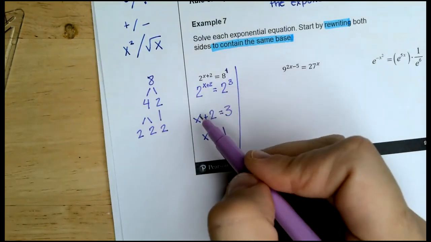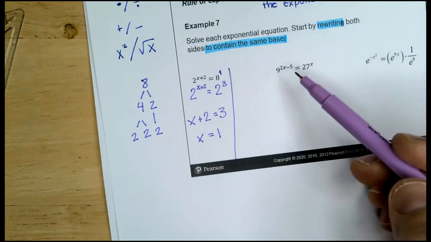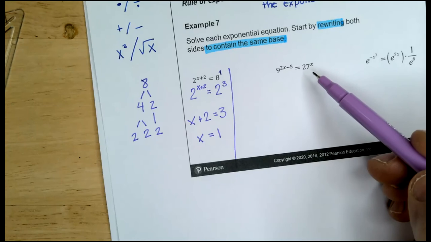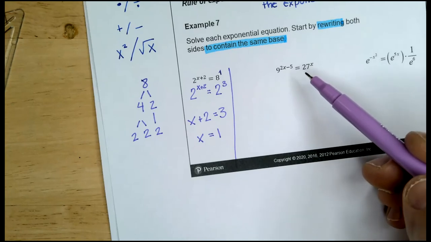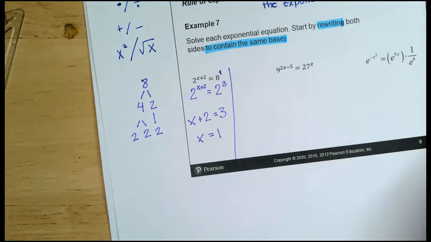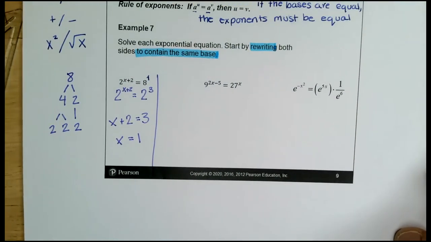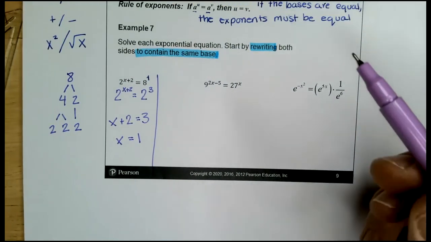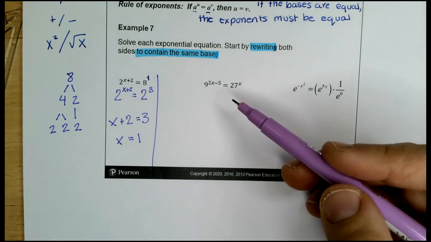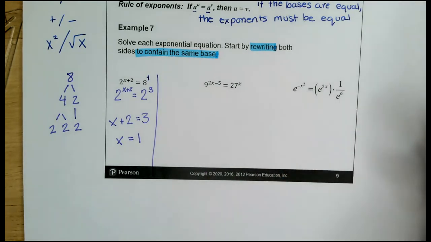So for that one, we manipulated one side of the equation. We manipulated the 8 to turn it into the 2. If we look at this, we have a 9 and a 27. I can't really manipulate 27 to make it 9 to the power of something, right? Because 9 to the first power is 9. 9 to the second power is 81. That's quite a jump. It never hits 27, right?